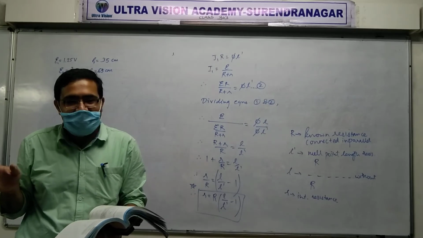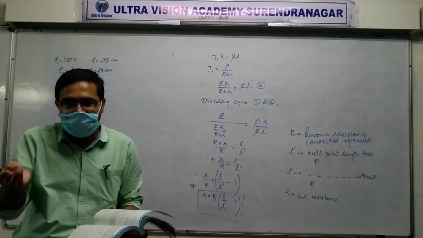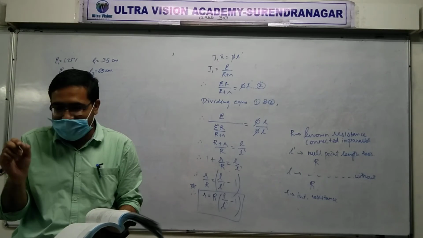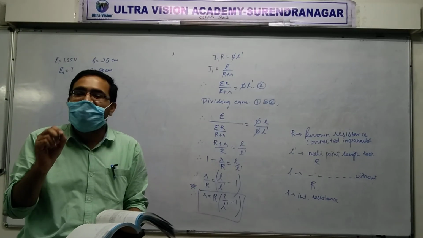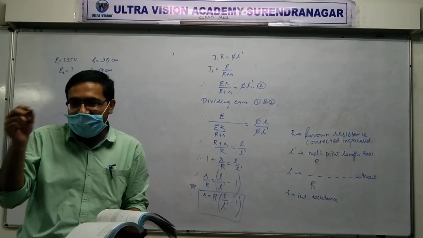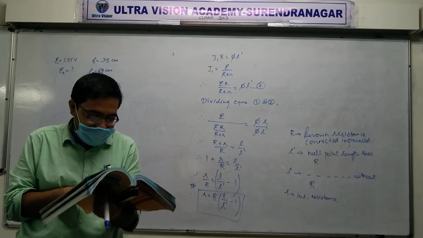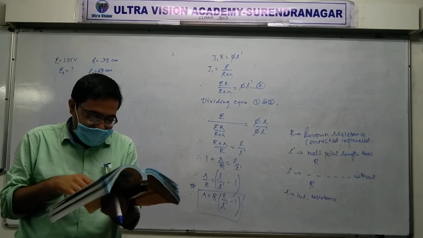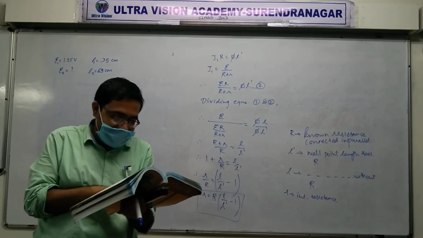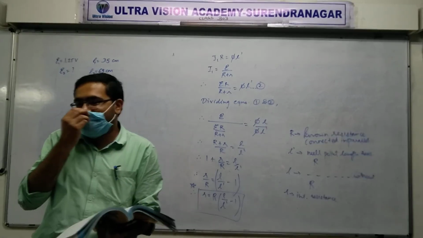So what will happen? Now current will increase. But the current was already low, so if it increases, there will not be much problem. Then you can easily find the null point. Understood? Right? So we find the null point and everything is still safe. So once you find the null point, what happens? The standard cell is then replaced by the unknown EMF epsilon and the balance point found similarly.